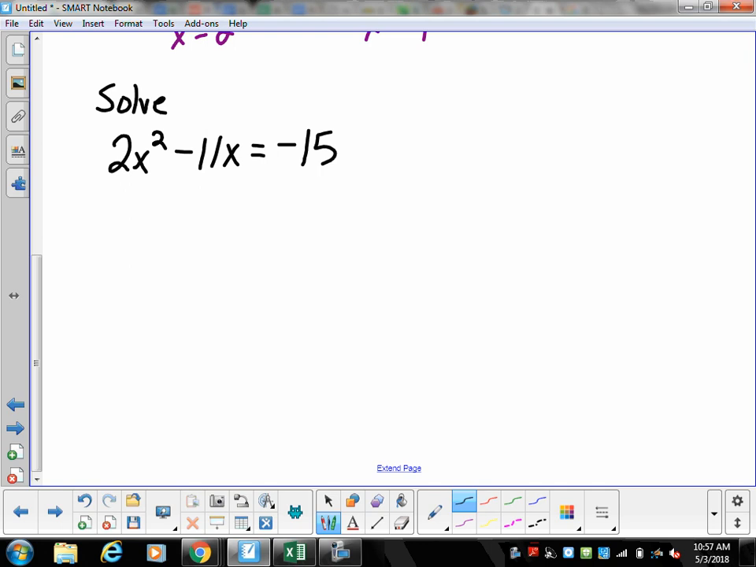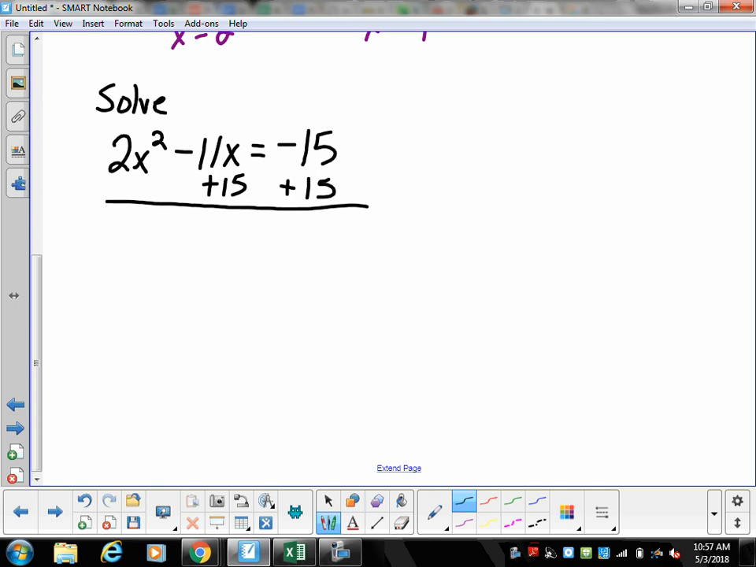Let's start with this one. It says solve 2x squared minus 11x equals negative 15. So the thing we just got through talking about was we know how to do this if we can get two factors equal to 0. But we don't have anything set equal to 0 up here. So the first step when you've got an equation to solve is you need to get everything onto one side of your equation.